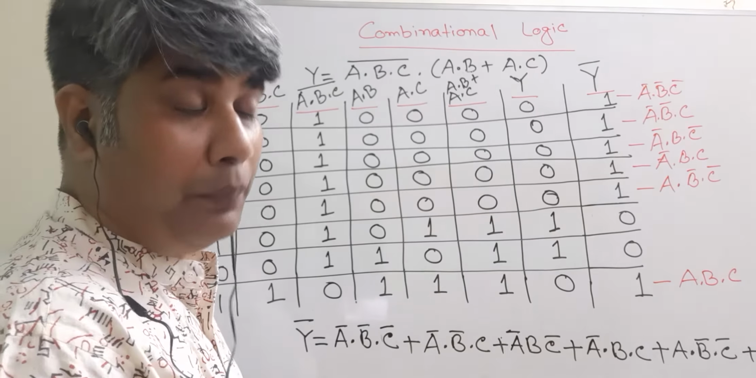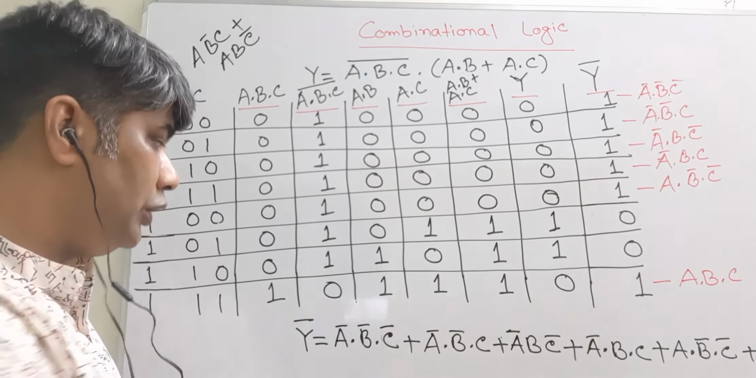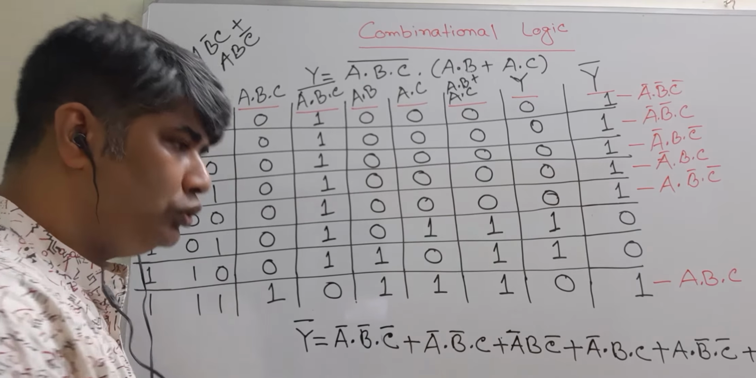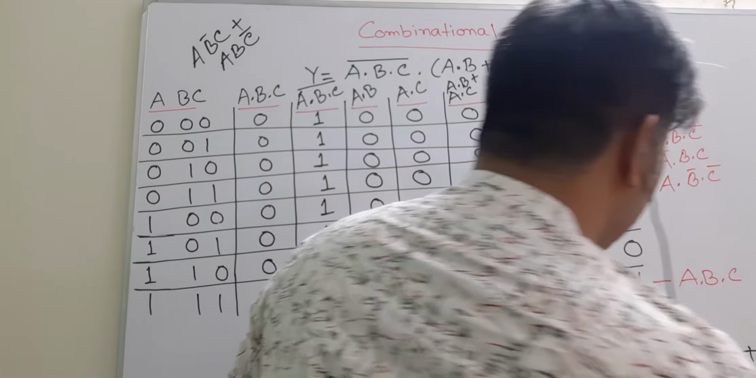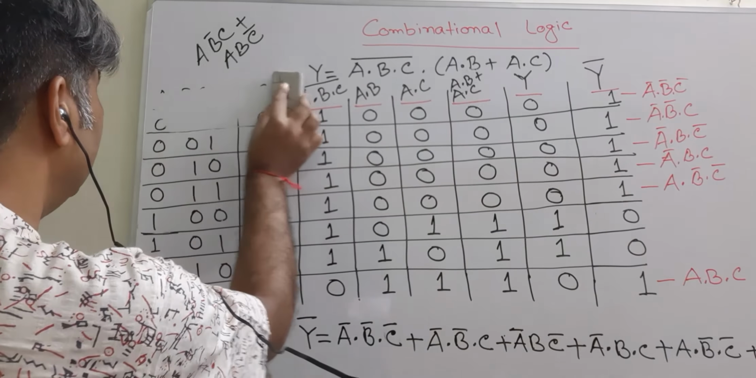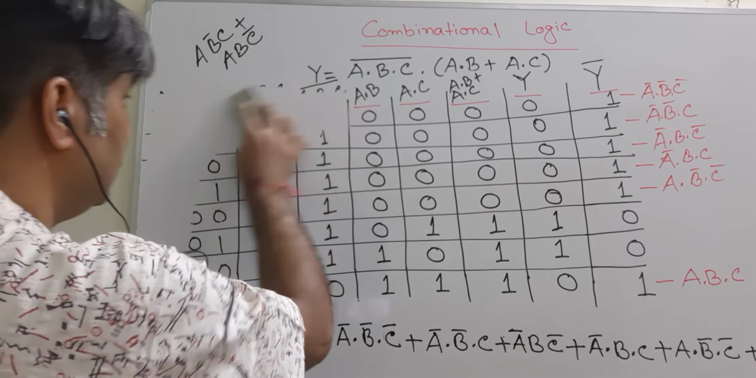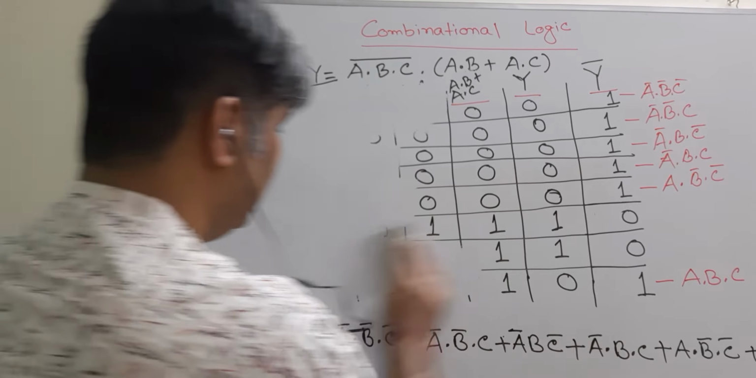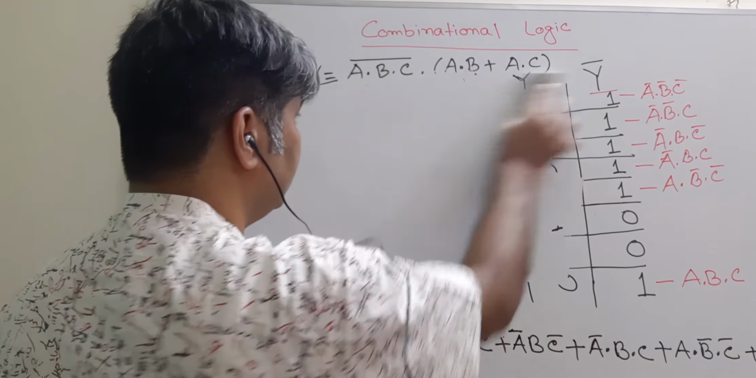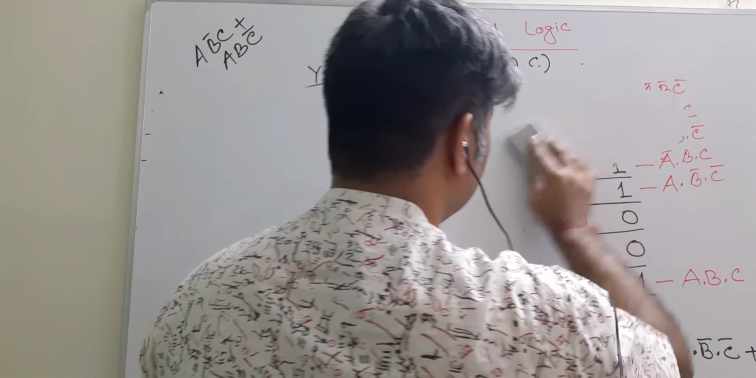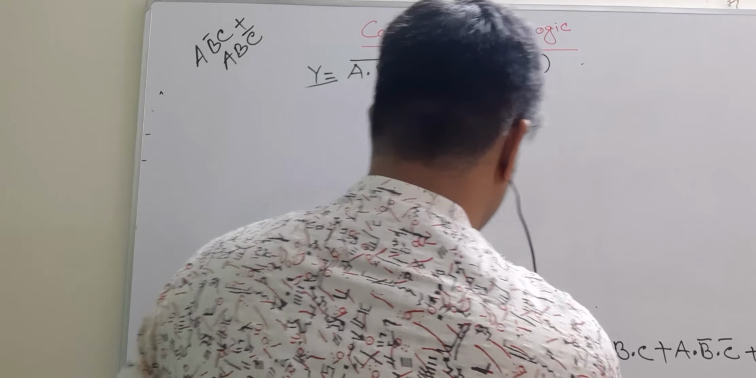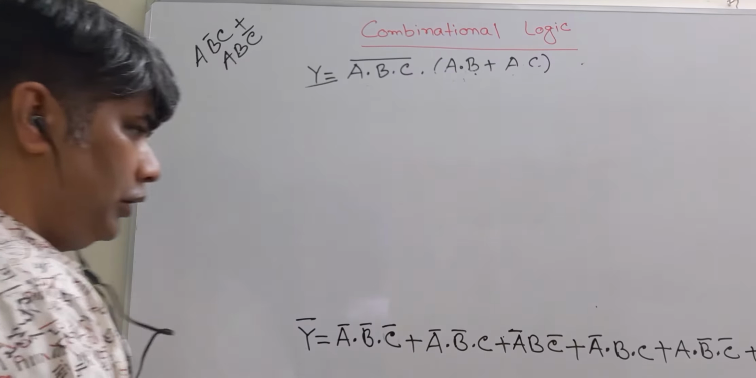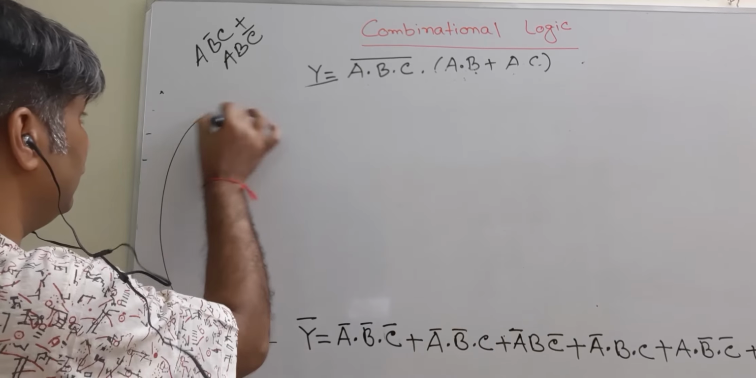Now we need product of sum. So how can we do that? We need to apply some Boolean algebra here. To do that, I need to erase this part so that I can have more space for this calculation. Okay, now let's continue here.